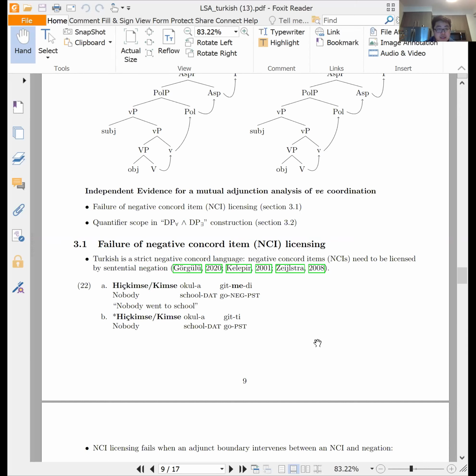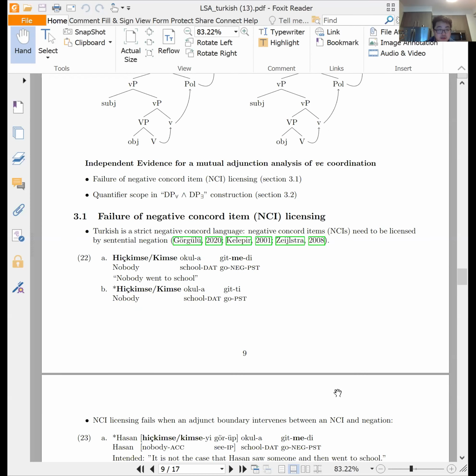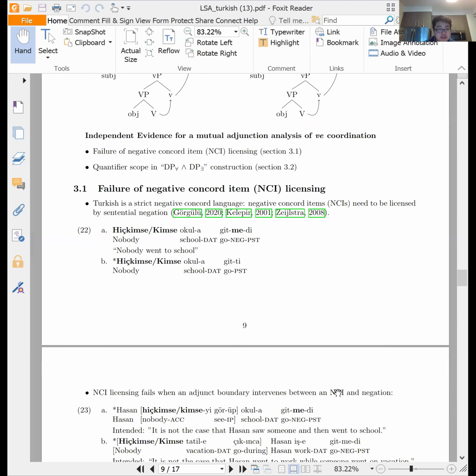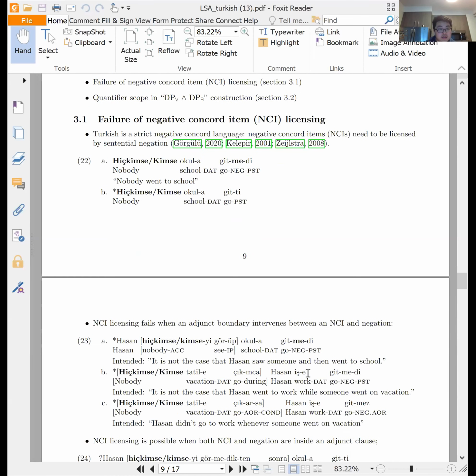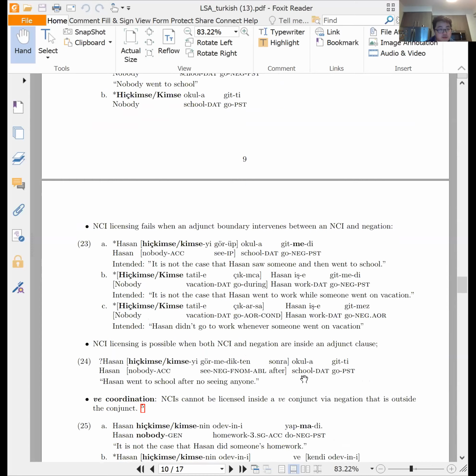Turkish is a strict negative concord language. So we have negative concord items, or NCIs, and they need to be licensed by sentential negation through Agree. This is shown in 22. Examples of NCIs are hiç kimse or kimse, which have to be licensed by negation. In 22a, hiç kimse and kimse are licensed by the sentential negation gitmedi. In 22b, without that licenser, NCIs are not possible.